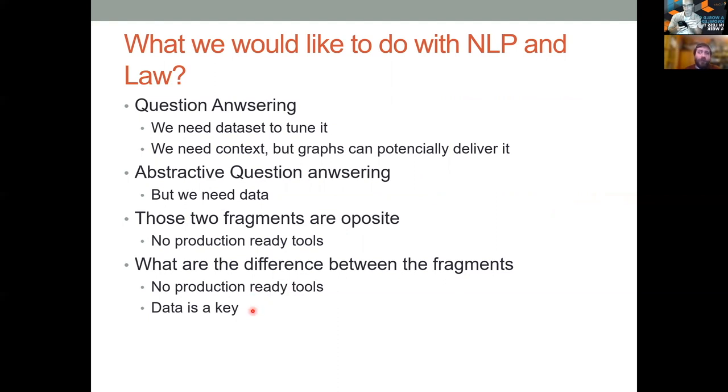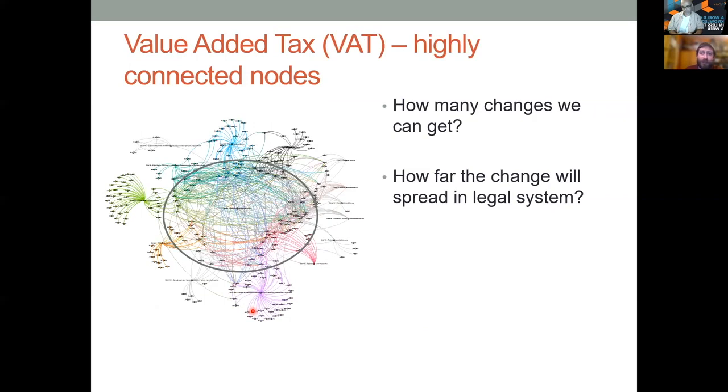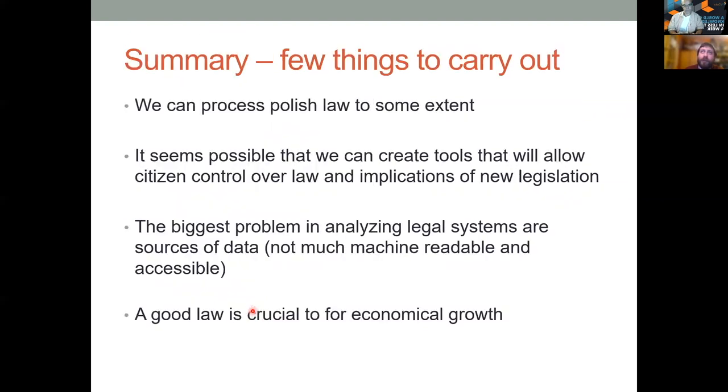The same situation is here, so it's quite an unexplored area. One of the questions that we would like to answer is, what will happen if we change one line of the law? How fast would it spread? It does not necessarily mean that if there is a connection, they are dependent. This is another tool that has to be developed to see if there is a dependency. But at this point, we are assuming that there is.